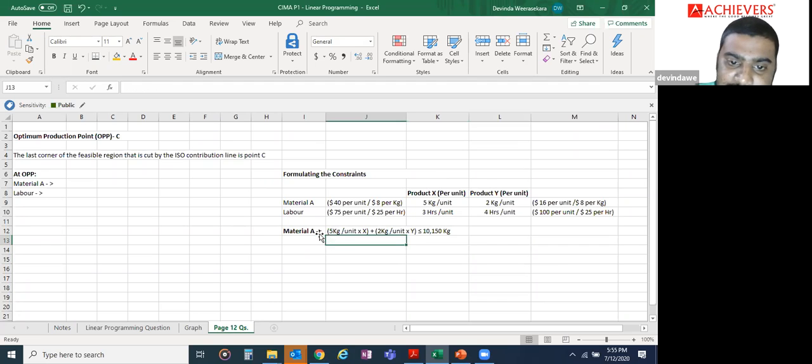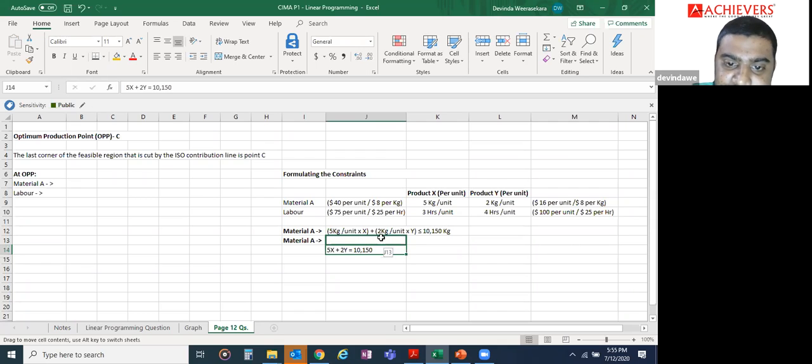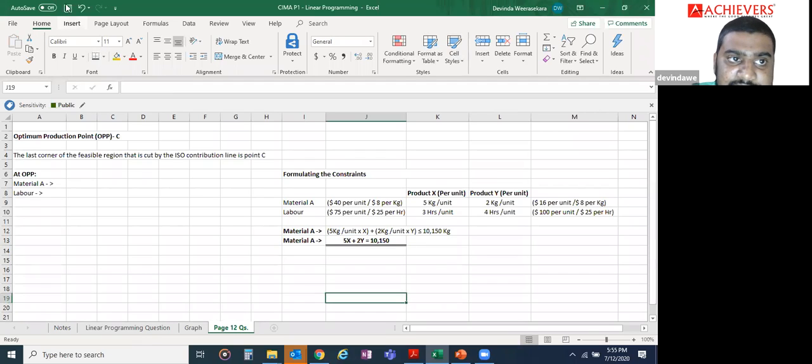So therefore, we will say then material A, if we simplify, is 5x plus 2y equals 10,150. So this is the constraint equation of material A, right?